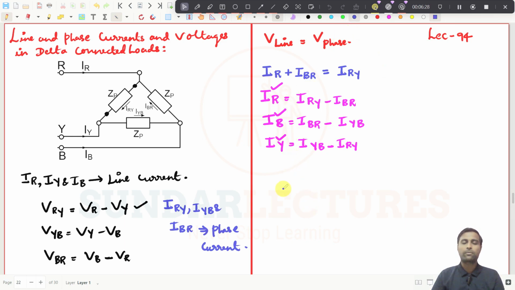So we have written the expressions, and we need to know the value of IRY. What will be the value of IRY? It is also very easy. See, what is IRY? What is the current here? What is the voltage across these two points? It is VRY. It is VRY divided by, what is the value here? It is ZP.